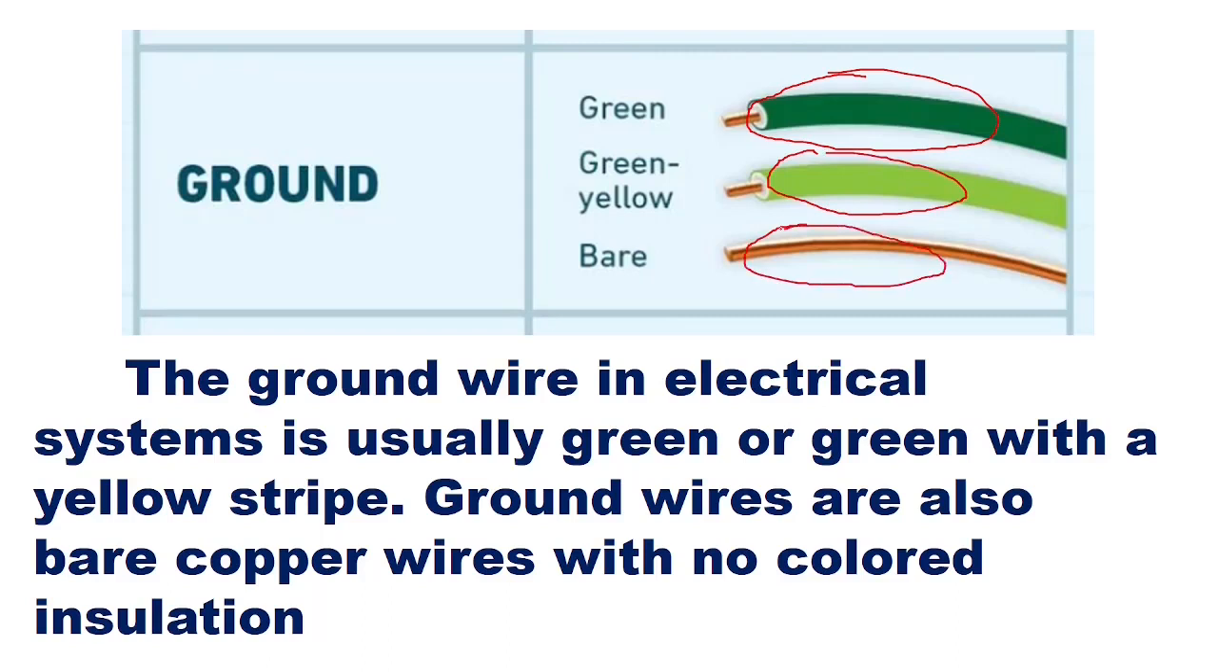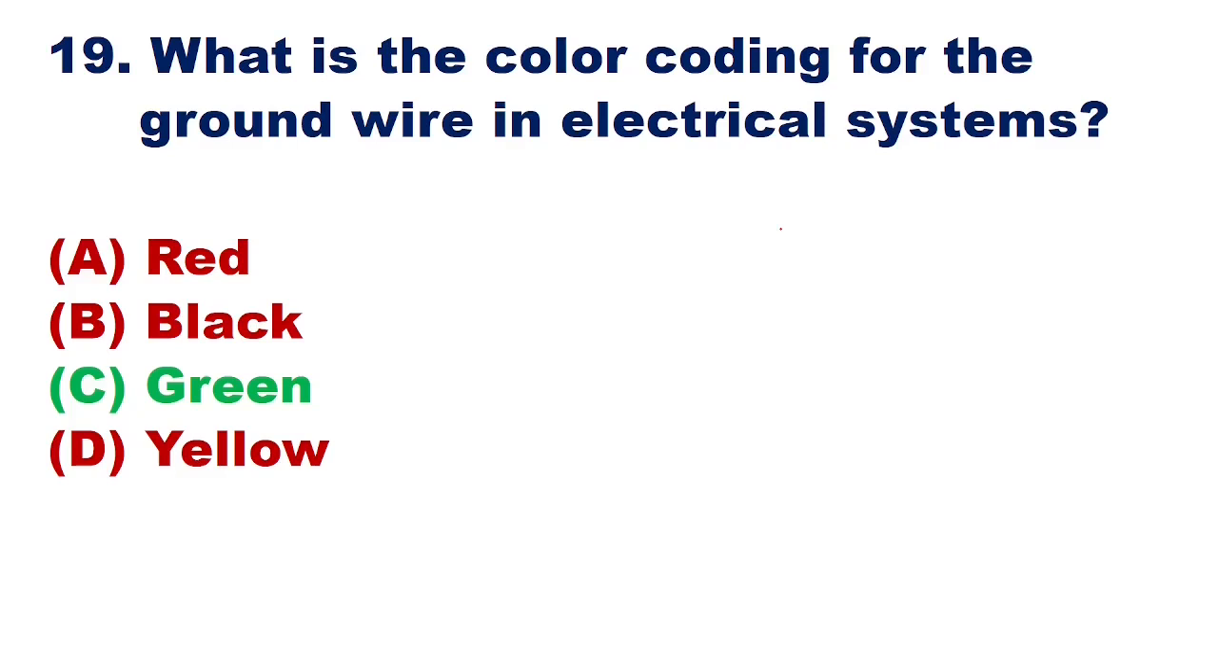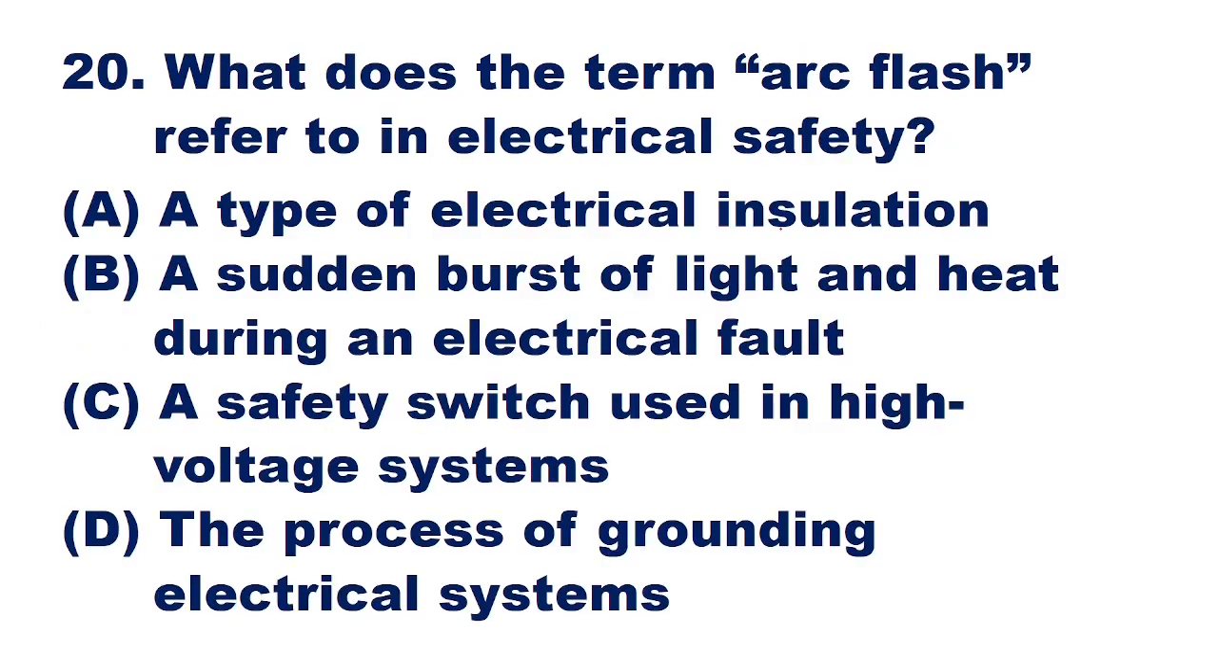So ground wire in electrical system is usually green or green with yellow stripe. Ground wires are also bare copper wire with no color insulation. So out of these options, what we have, option C, green, will be the correct answer. So what is the color coding for ground wire in electrical system? It is green color. Then we'll go to the next question.